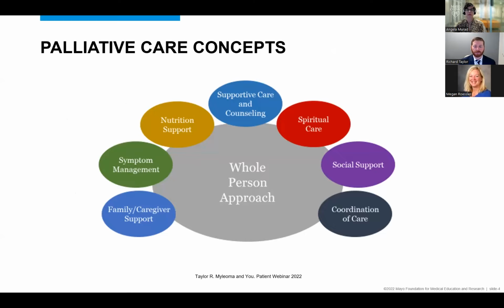Here are some palliative care concepts, and this came from a webinar that I gave very similar for the myeloma folks. And essentially, we look at the whole person or the whole patient approach, right? So we're not just focused on one thing. We're looking at family and caregivers. Again, symptom management, you'll hear that pop up several times throughout today's talk. Nutrition, right? That's an important aspect. Supportive care and counseling, spiritual care, social support, and of course, last but not least, the coordination of care. And all of these fit in and kind of give us the whole person approach.